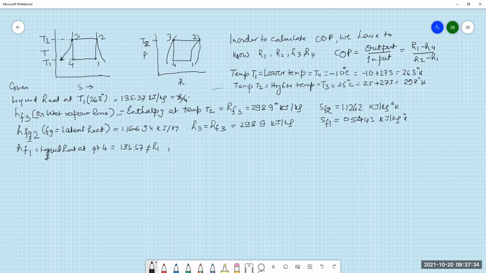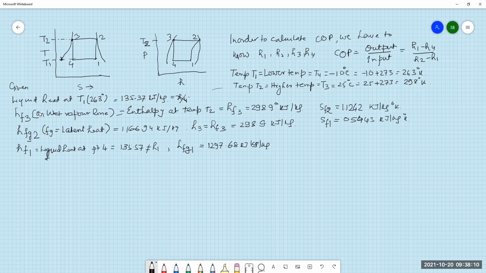And HFG1 is given as 1297.68 kilojoule per kg. This HFG1, as it is given as F and G, is the latent heat at the temperature T1 itself. It is the latent heat of combustion from H2 to H1, but it is neither H1 nor H4 itself.